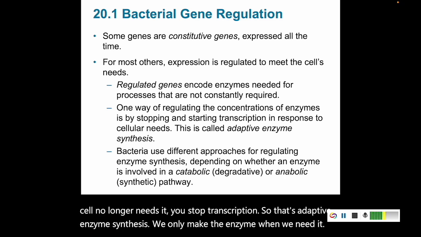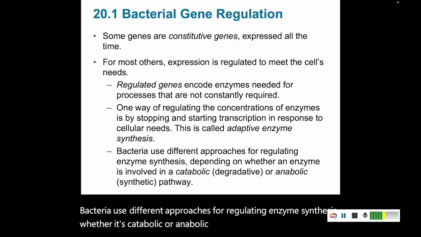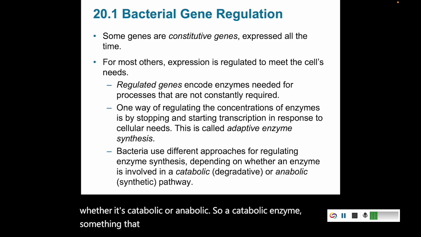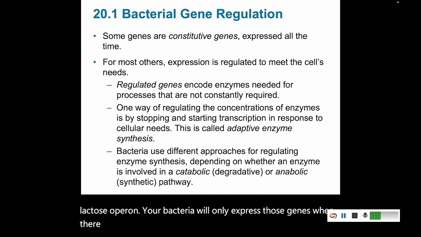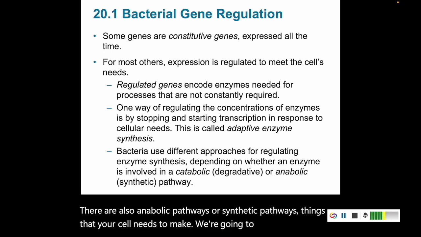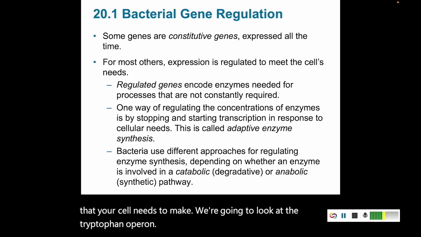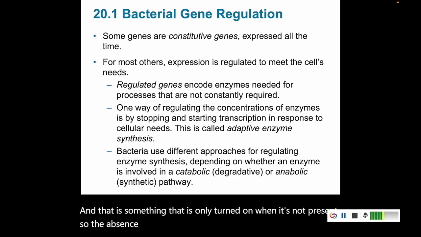Bacteria use different approaches for regulating enzyme synthesis, whether it's catabolic or anabolic. So for a catabolic enzyme, something that degrades a sugar, we're going to talk about the Lac Operon. Your bacteria will only express those genes when there is lactose to be digested. It doesn't make those genes if lactose isn't around. There are also anabolic pathways or synthetic pathways, things that your cell needs to make. We're going to look at the tryptophan operon, and that is something that is only turned on when tryptophan is not present. So the absence of tryptophan will turn on this pathway, because if we have it already, we don't need to keep making more.